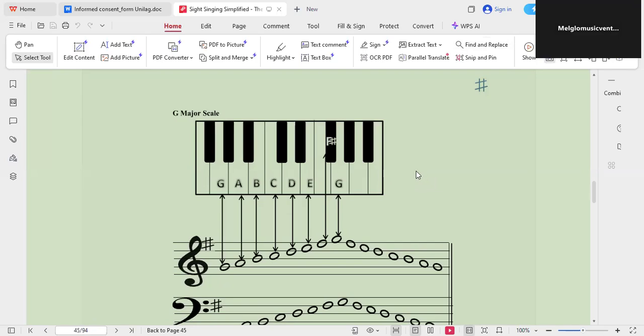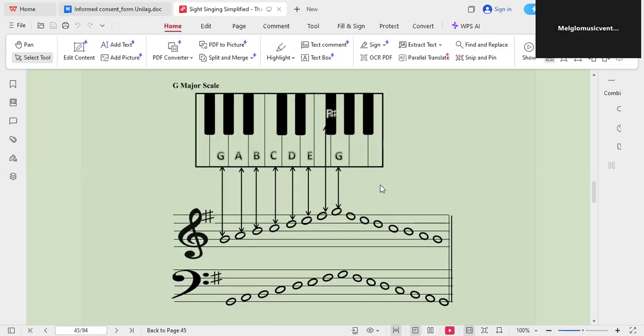Today, we are going to continue on our musical literacy journey to professionalism. We'll continue on our major scale from the previous session. So today, we are going into G major scale. This is the representation of G major scale on the staff and on the keyboard.